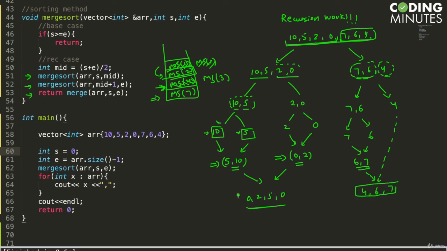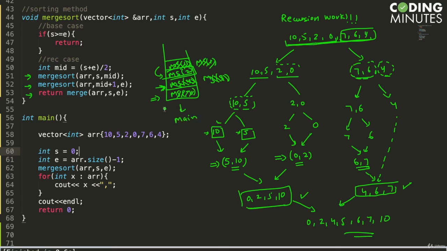Okay, and now you are again in the merge sort 7 function where you have the left part which is sorted, the right part which is sorted, and you merge them. So you have now 0, 2, 4, 5, 6, 7 and 10. So this is your final output, and this is now returned to the main method.